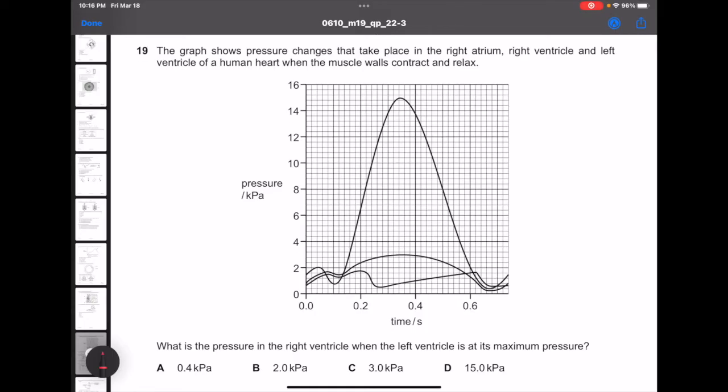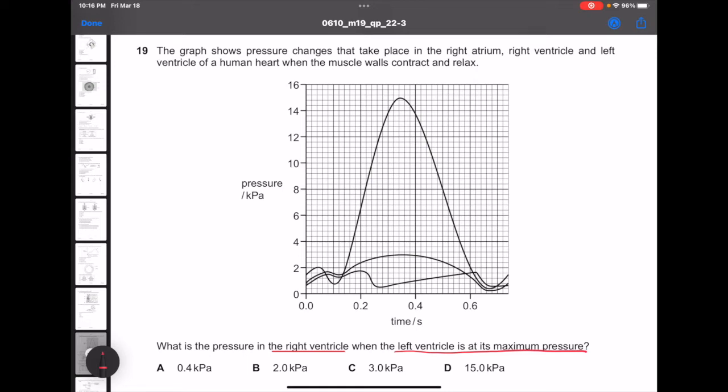Number 19. The graph shows pressure changes that take place in the right atrium, right ventricle, and left ventricle of a human heart when the muscle walls contract and relax. What is the pressure in the right ventricle when the left ventricle is at its maximum pressure?